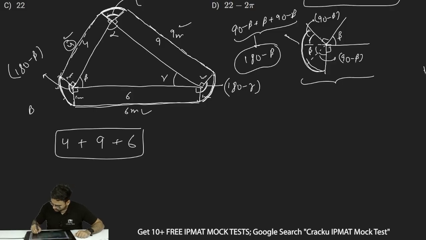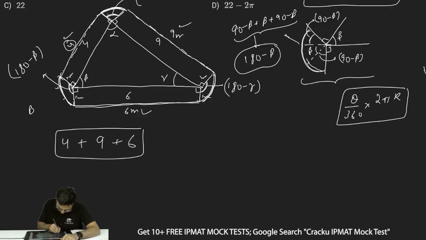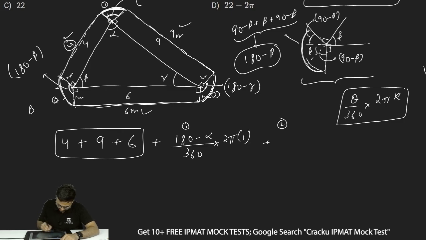So arc length is what? Theta divided by 360 into 2 pi r. Now this is 180 minus alpha. If I say this is 1, this is 2 and this is 3, then 1 is 180 minus alpha divided by 360 into 2 pi into r. R is 1. Plus, if I consider the second, this is 180 minus beta, so this is 180 minus beta divided by 360 into 2 pi into 1.